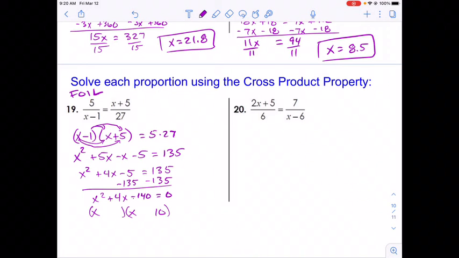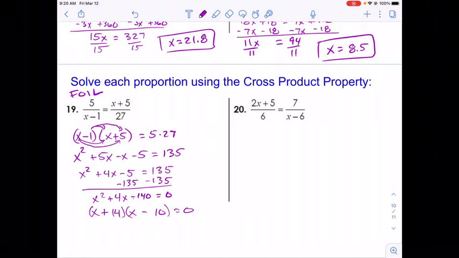That's going to be 10 times 14. Okay, that gives us 140. Now, the difference there is 4, so it means we want a positive 4x, which means the larger number needs to be positive, and the smaller number needs to be negative.